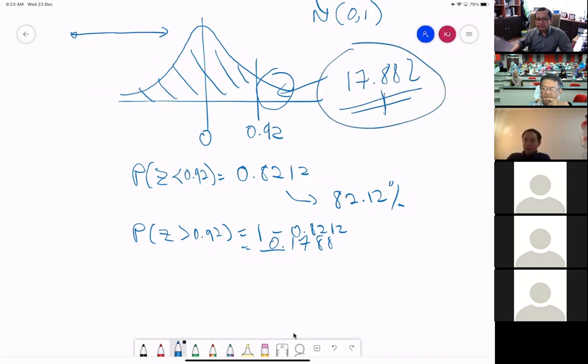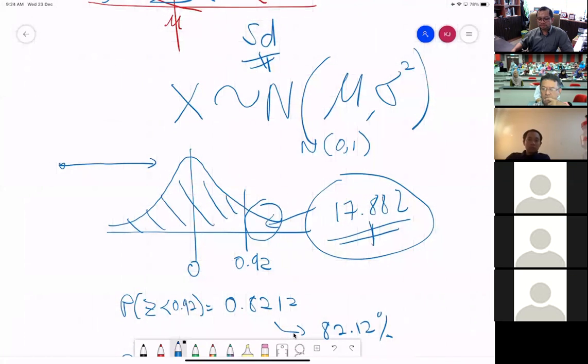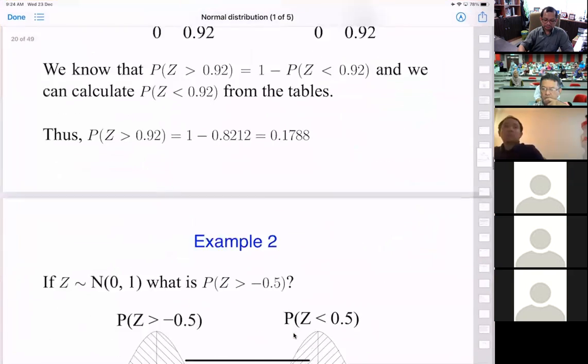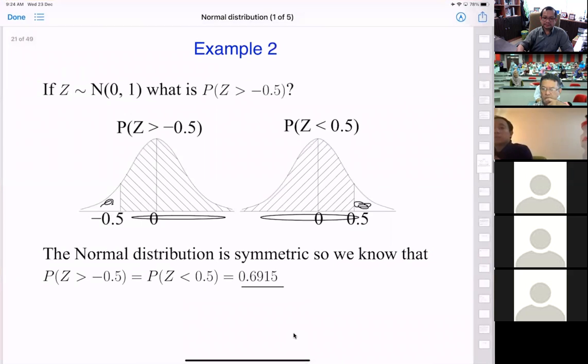The customer might ask you, what is the probability I will get my stuff after this? So the answer is 70.88%. This is when we have a normal distribution with mean 0 and variance 1. Later I will show you how to do the standardization when we have the real case. We just go through this example first before we go to the real case.